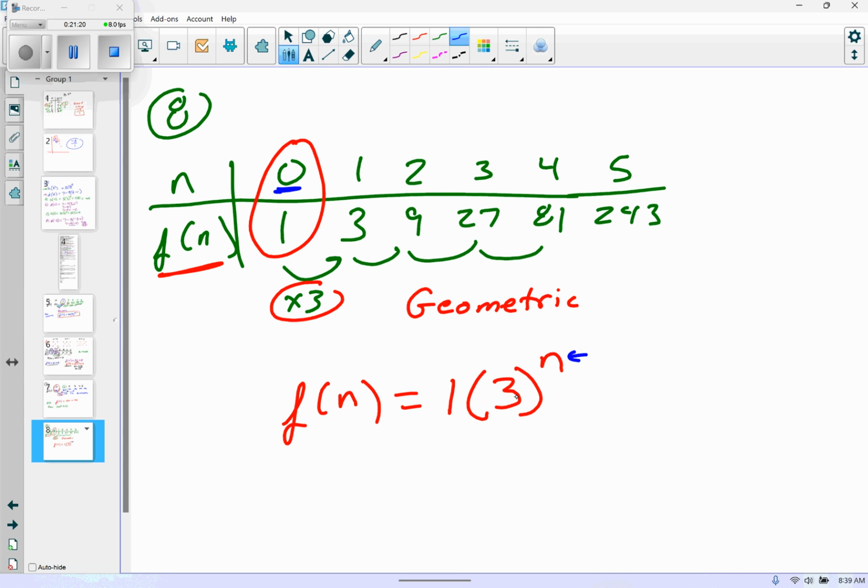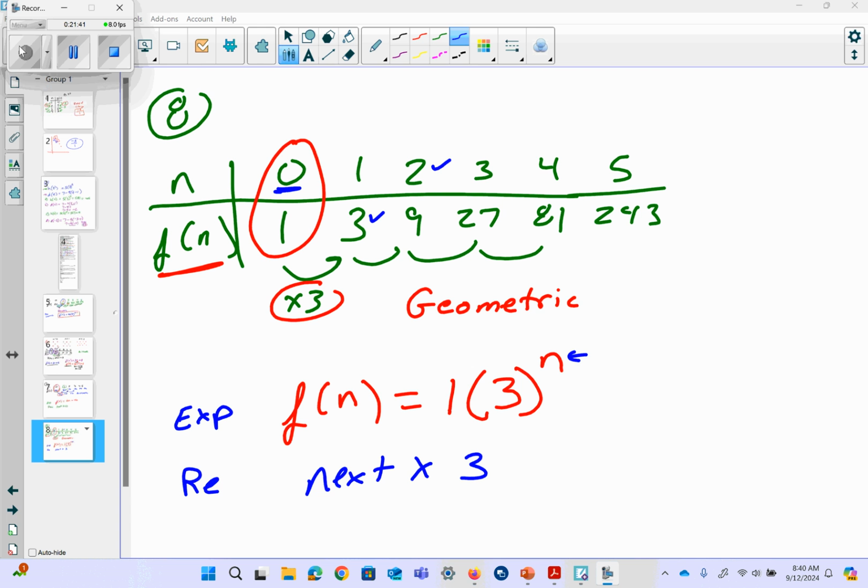Let's plug 1 in. 3 to the first is 3. 3 times 1 is 3. That worked. Let's plug 2 and see if it works. 3 to the second is 9. 9 times 1 is 9. Oh, cool. So this is our explicit function, and this is our recursive function. So our recursive will be next times 3.